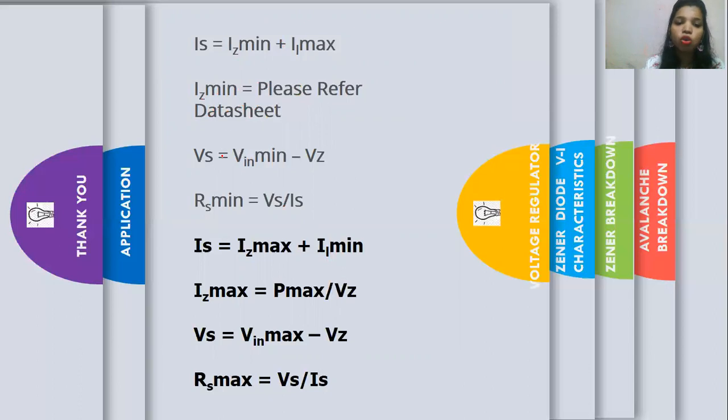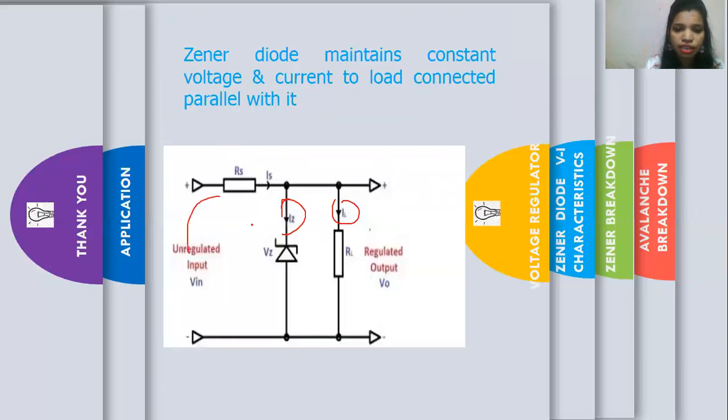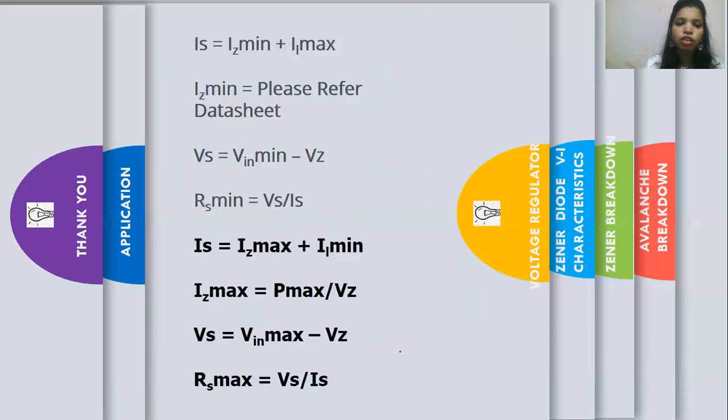Okay. Now how to calculate VS? If we apply KVL here, what will the equation be? It will be Vin minus VS minus VZ equals 0. From here, if you calculate the value of VS, the value of VS will be Vin minus VZ.